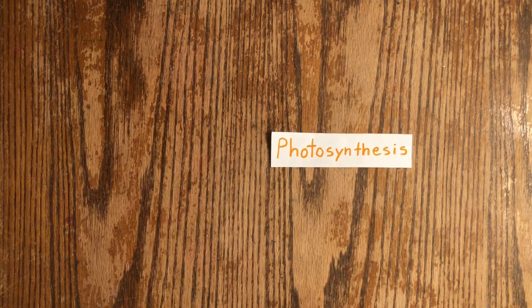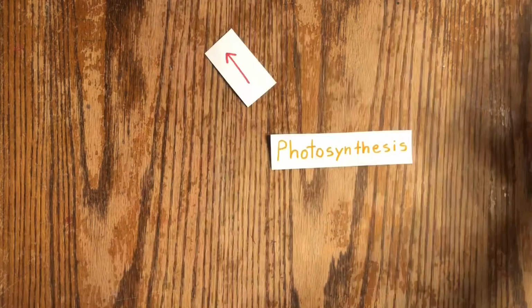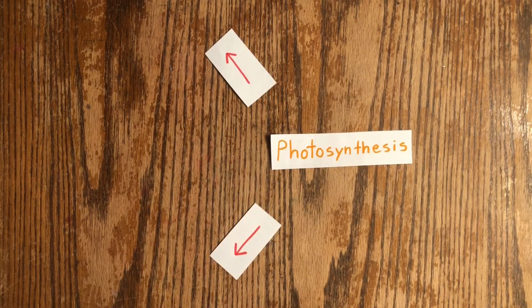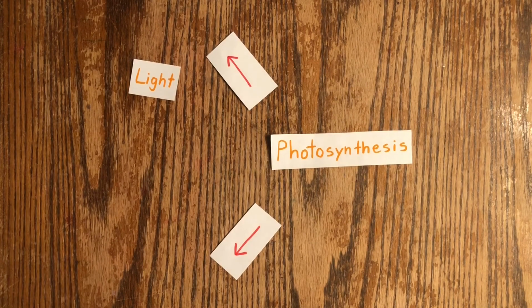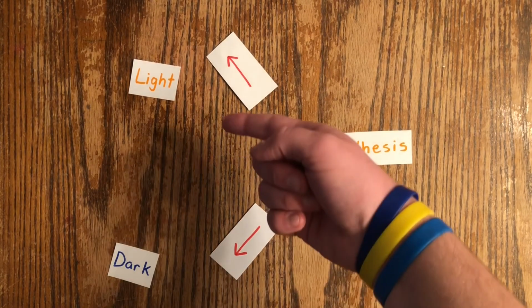Let us, however, delve deeper into the phenomenon of photosynthesis. The process of photosynthesis can be separated into two components. We have the light reactions and we have the subsequent dark reactions. We will first take a closer look at the light reactions.